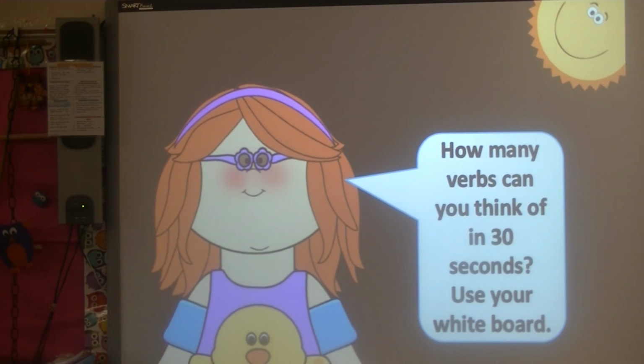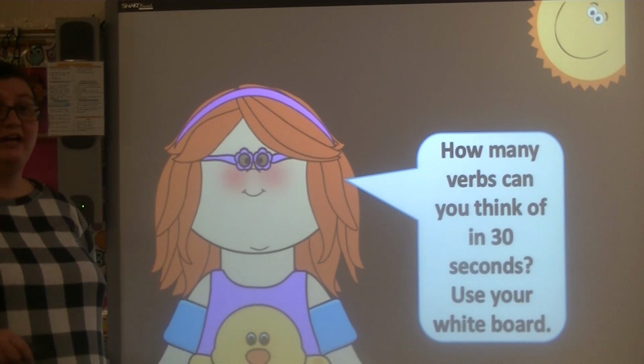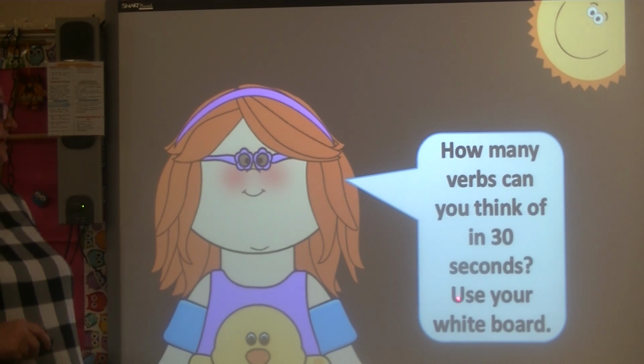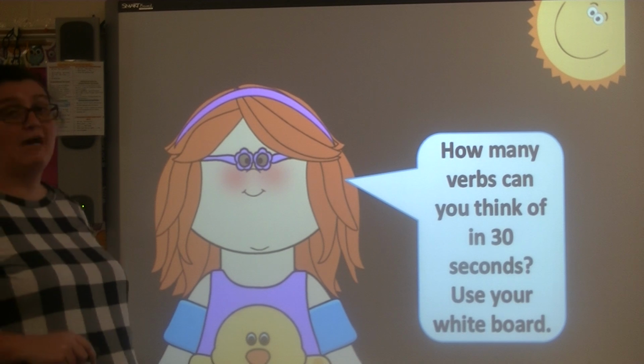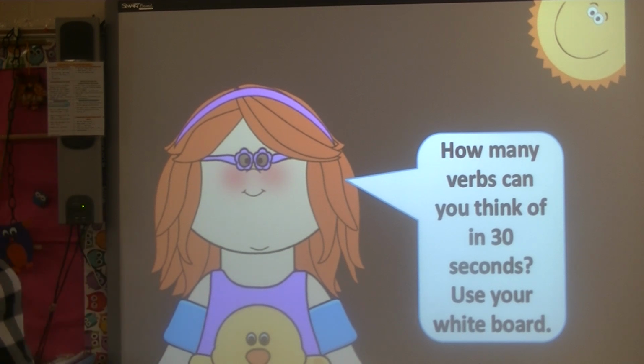All right, it says how many verbs can you think of in 30 seconds? Use your whiteboard. You can use your study buddy at home when they have a chance and can time you, okay? Because you're going to have to wait until someone can help you and time you at the same time that you have your whiteboard with you.